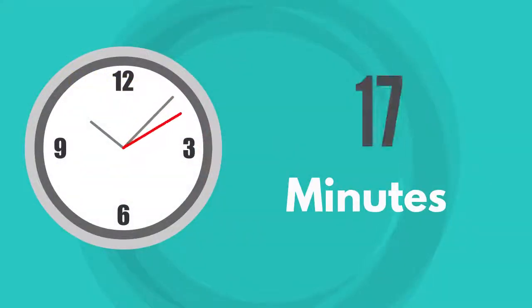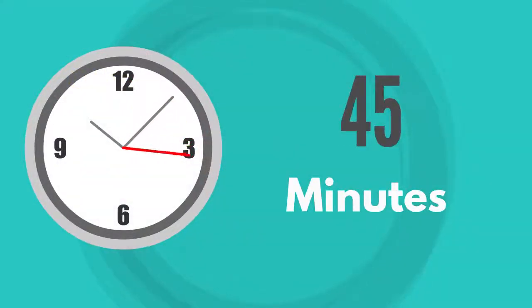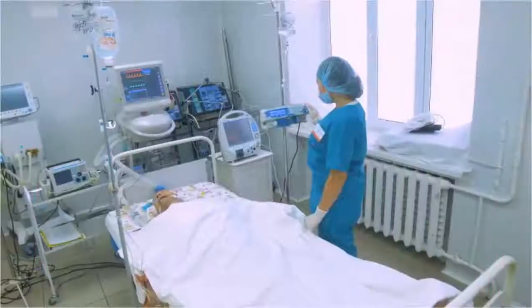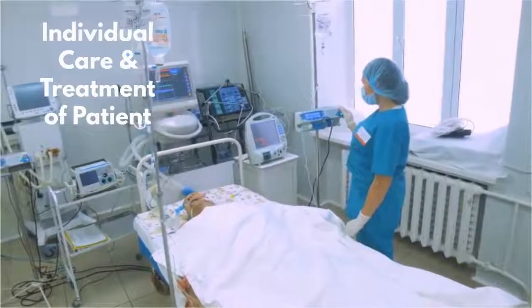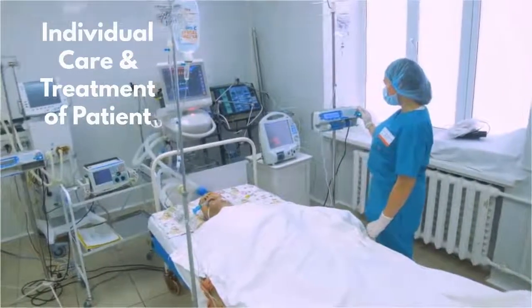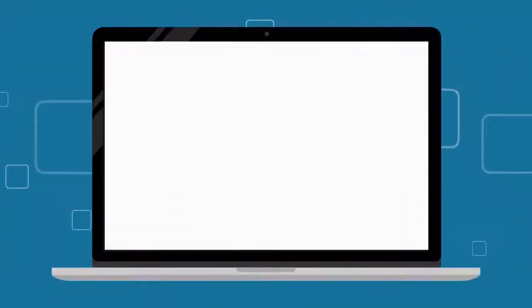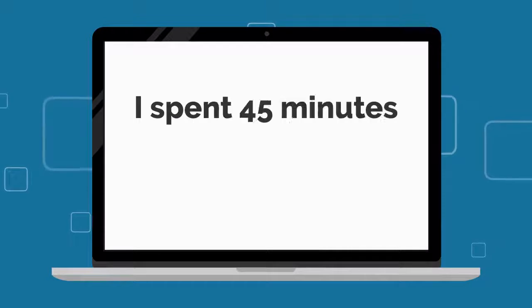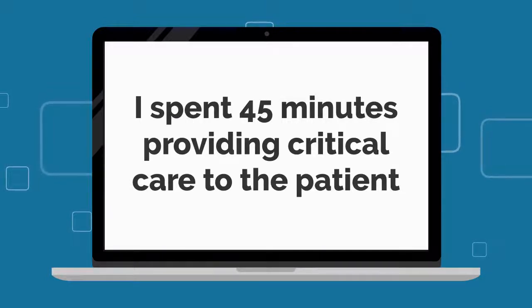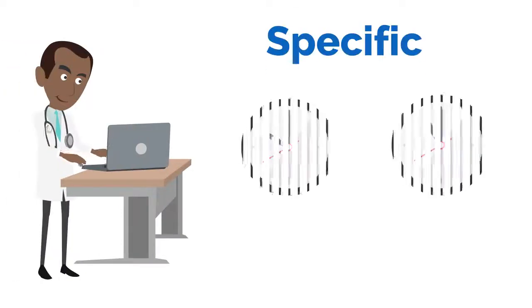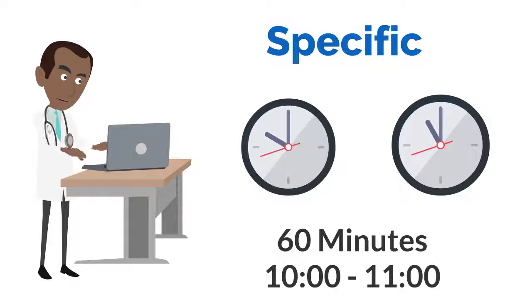When documenting time, you need to state the number of actual minutes you spent providing critical care. This time needs to be devoted to an individual patient, and should support your individual care and treatment of the patient. Standard time statements such as "I spent 45 minutes providing critical care to the patient" are not acceptable if used for every patient that you treat. In addition, the time needs to be specific. For example, "I spent 60 minutes from 10:00 to 11:00."